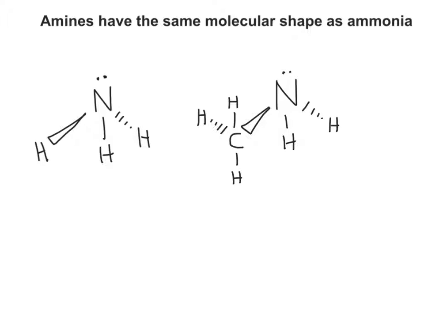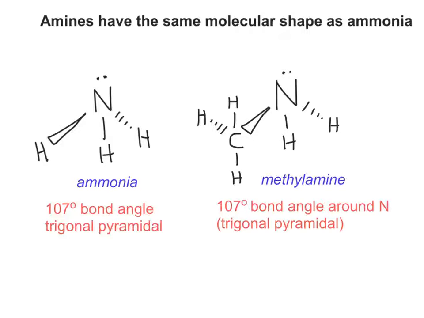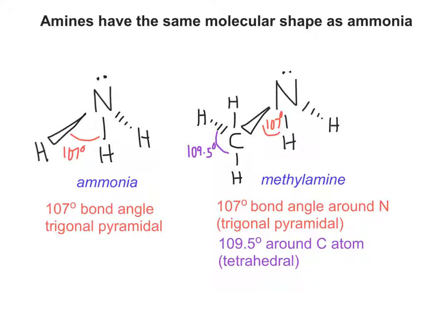So amines have the same molecular shape as ammonia, at least around the nitrogen atom. But in the case of methylamine, you also have a CH3 group, and the CH3 group will be tetrahedral. So it's important to remember this. This is the kind of thing that's liable to come into an A2 style question, just to test out your knowledge of shapes from your first year of chemistry.